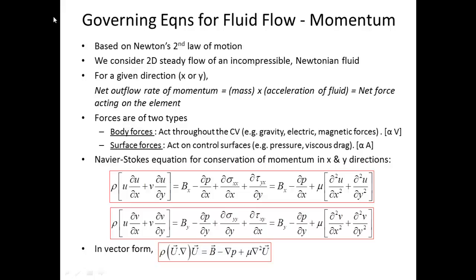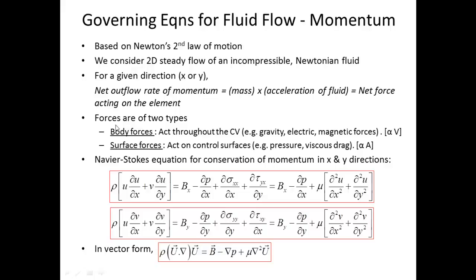So the statement of the momentum conservation reads like this: the net outflow rate of momentum, which can commonly be expressed as the product of the mass and the acceleration of the fluid, equals the net force acting on the element in that particular direction. For example, if you are looking at the x direction, the net outflow rate of momentum in the x direction equals the net force in the x direction acting on the element.